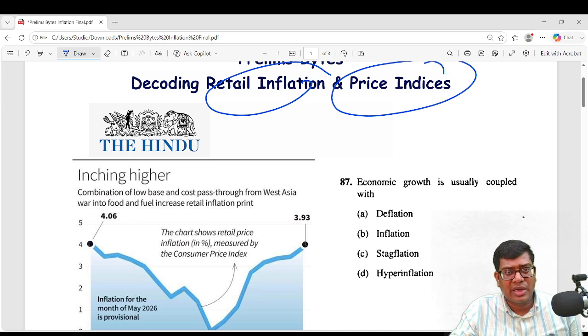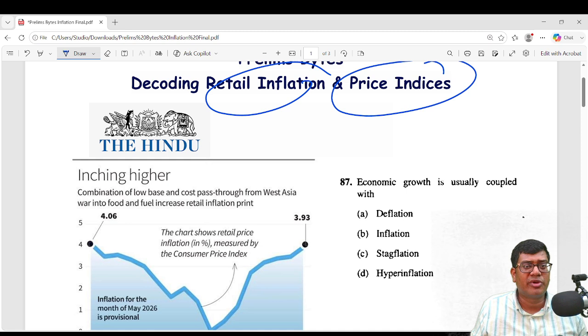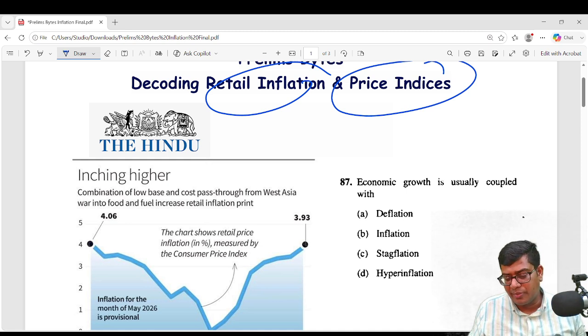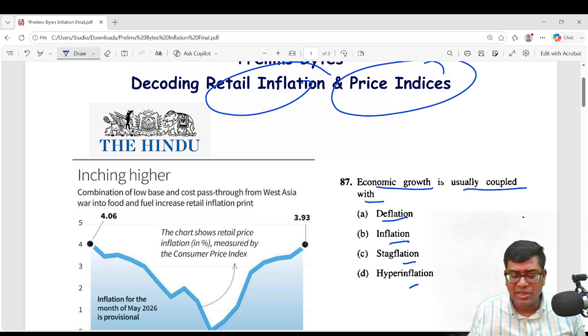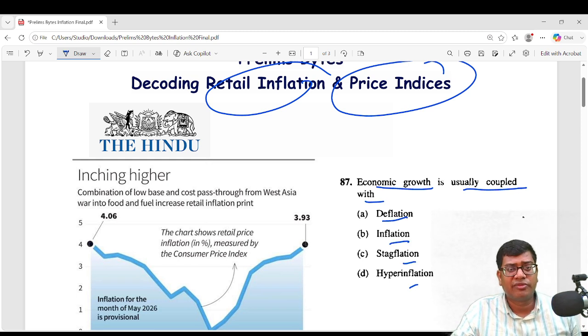conceptual clarity of a key economic concept like inflation, types of inflation and indices to measure inflation is a very important theme for the preliminary exam. UPSC in the 2011 exam asked about economic growth usually coupled with deflation, inflation, stagflation and hyperinflation. So these easy kinds of questions can be asked in the UPSC preliminary exam.